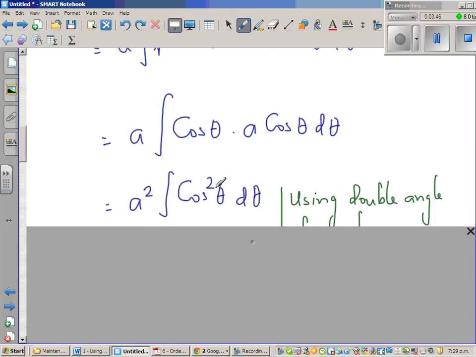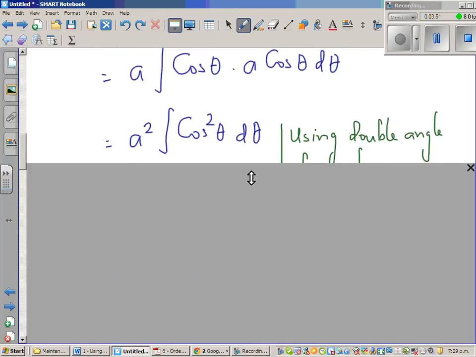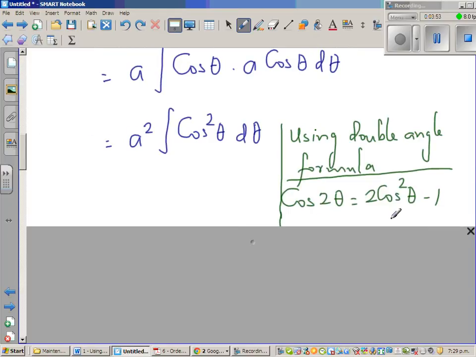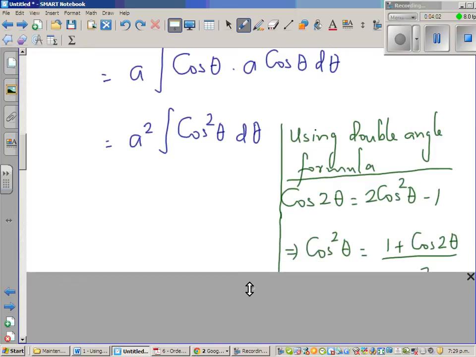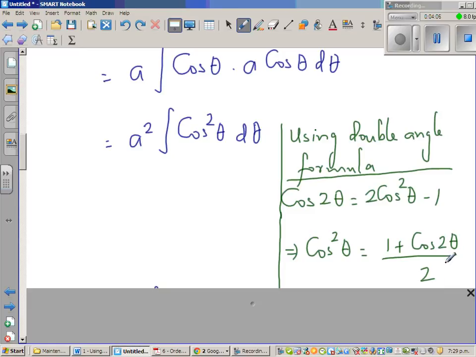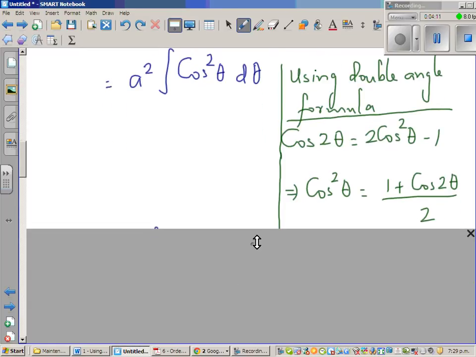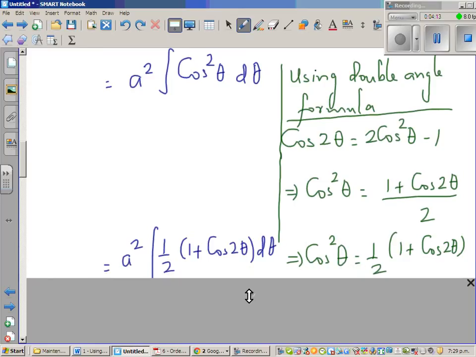Now to integrate this, you can do it in different ways. I'm using the double angle formula. Cos 2 theta is 2 cos squared theta minus 1. This is one of the three formulas of cos 2 theta. So if you make cos squared theta the subject, that is nothing but 1 plus cos 2 theta over 2. And that is the same as cos squared theta being half; you can factor out a half, 1 plus cos 2 theta.